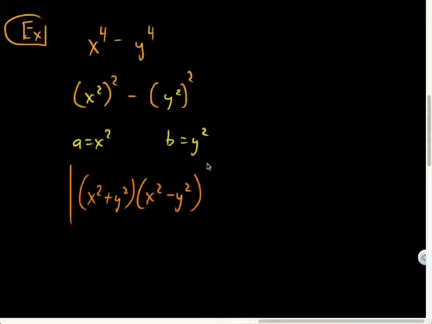We are not done. Why? One of these is further factorable. Is this factorable? No. Why? Because there's no sum of two squares pattern. This is factorable. This actually matches the same pattern that one matched.